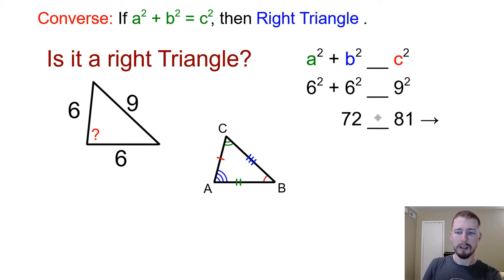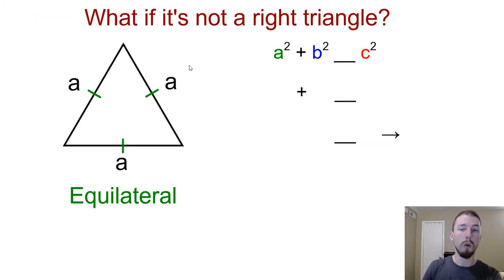Okay, so this is not equal to c squared, so that means that this cannot be a right triangle. But then what kind of a triangle is it? Well, it's actually an acute triangle, but we'll figure that out in just a second. So what if it's a not triangle?